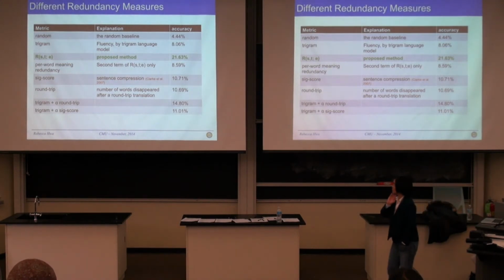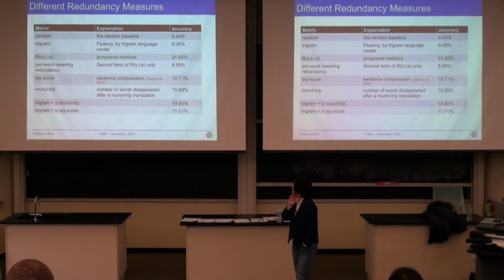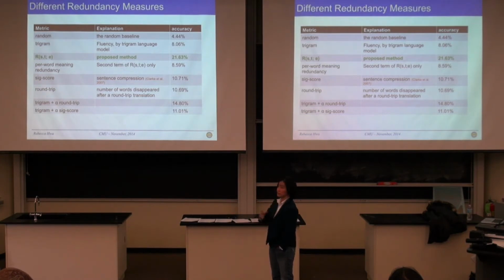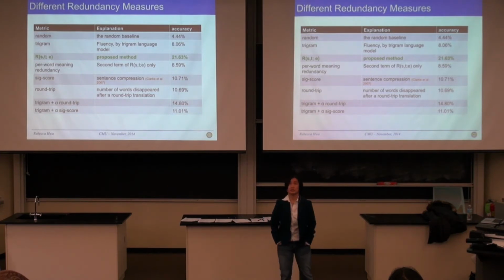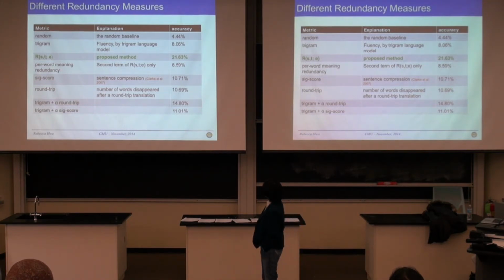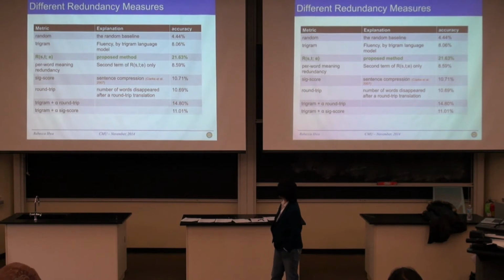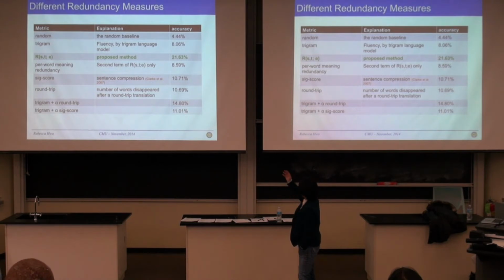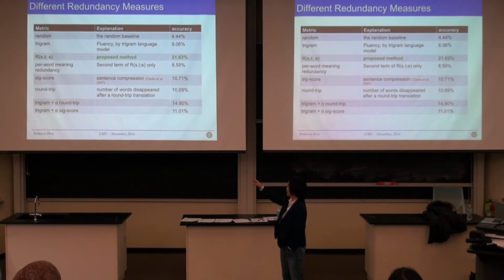So this is how they measured up. The scores are all very low. This is a difficult problem. If you randomly choose, you're going to do badly. That's obvious. Trigram, if you just purely consider language model scores alone, you can actually do okay, right? 8% compared to all of the other choices individually. We've tried the sentence compression scores. We've tried doing standard round trip translation to see how many words disappeared after the round trip translation. And all of the scores are kind of in the tens, even in combination with trigram.